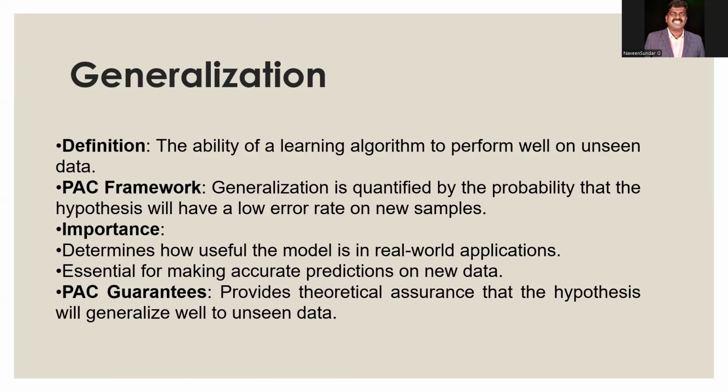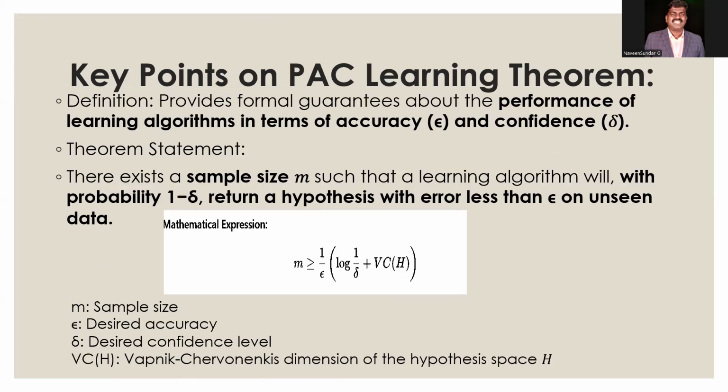And the main important thing is that in real-world applications the model makes accurate predictions on new data. These are some of the features we have already seen. And PAC guarantees provide the theoretical assurance that the hypothesis will generalize well on unseen data. That is the thing we are stressing again and again.